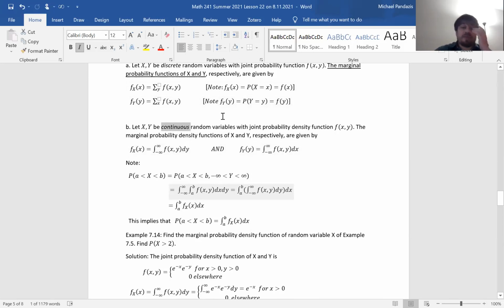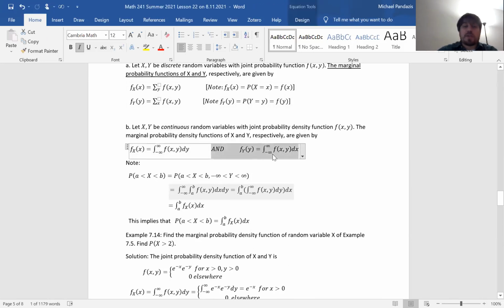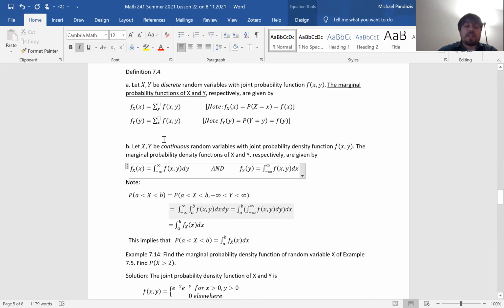Okay, so for continuous random variables, the marginal probability density functions of x and y respectively are given by these two equations. Okay, the marginal probability density function of x, where x and y are continuous random variables, is integrating from negative infinity to infinity with respect to y of f of x comma y. This is very similar to this case. Instead of adding over discrete possible values, a discrete set, you're adding over a continuous set, which means you're integrating.